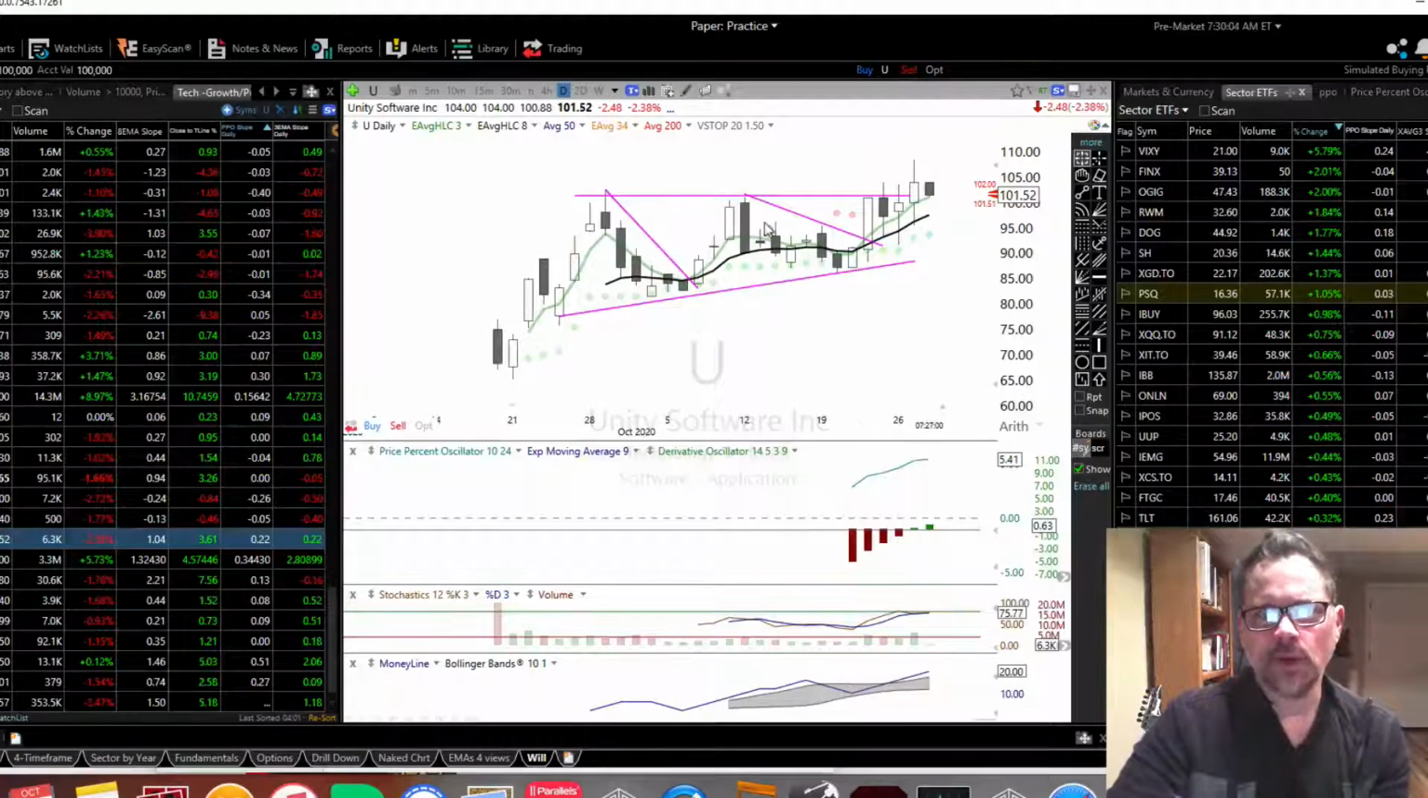Unity. So what I look for is a break of a trend like this. You see this downtrend, and then we broke through. And then you have resistance here, and you want to see if you get through that. So we're starting to break through.